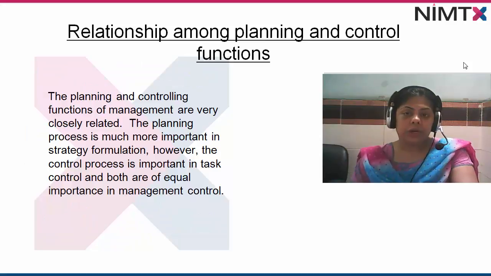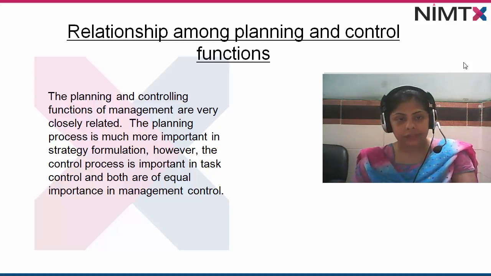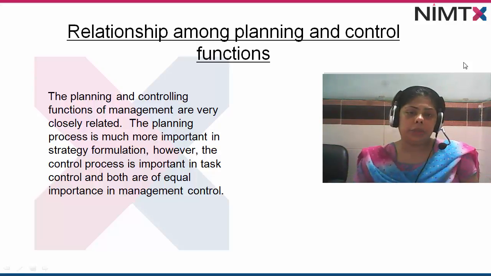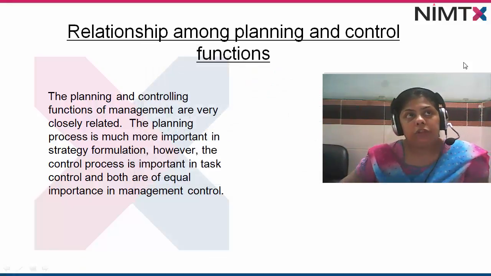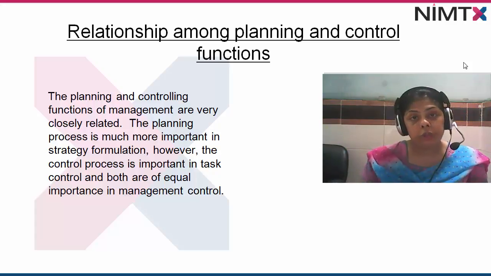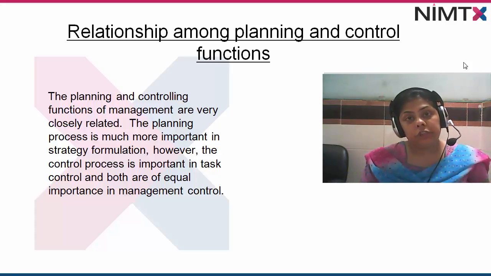Relationship among planning and control functions. The planning and controlling functions of management are very closely related. The planning process is much more important in strategy formulation. Why is planning important? Because planning is done for the long term. We cannot plan for tomorrow, rather we plan for our future. We plan for 10, 15 years, or probably what will happen after retirement. So this is how the company also plans.